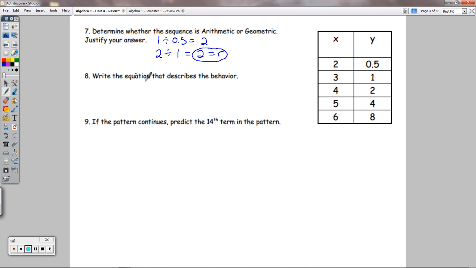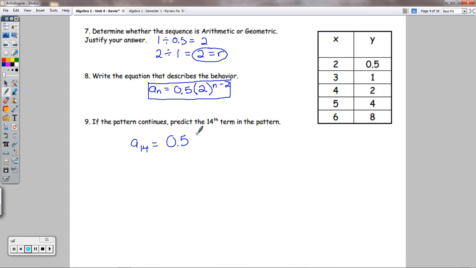An equation that describes behavior, we've got a of n would equal the first term listed in the table times the ratio, and then to the n, and now it's going to be minus 2 since you're starting at 2 in that table right there. So that would be an equation that describes the behavior. And then from there, predict the 14th term. So we would be plugging in 14 for n.